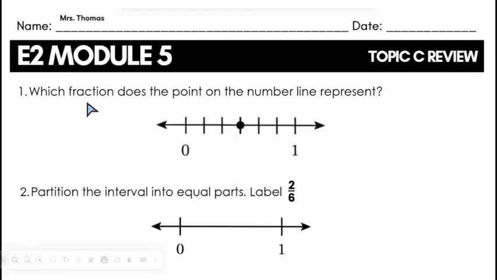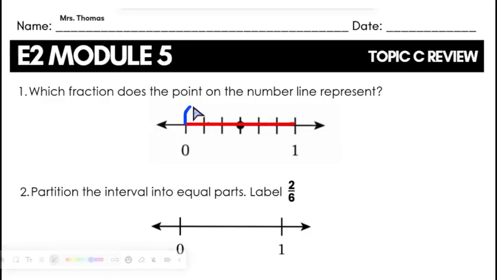It says, which fraction does the point on the number line represent? So on your actual test, you are going to see a number line that looks something like this, and it's going to have a plot point. You're going to have to figure out what fraction that is. So before I even do that, I need to figure out what they have partitioned my whole into. Now the whole is from my 0 all the way to my 1, right? But I need to know what they partitioned it into.